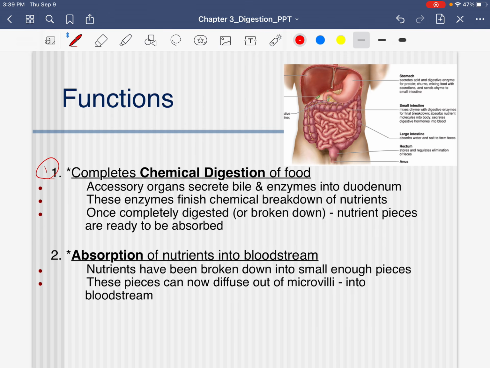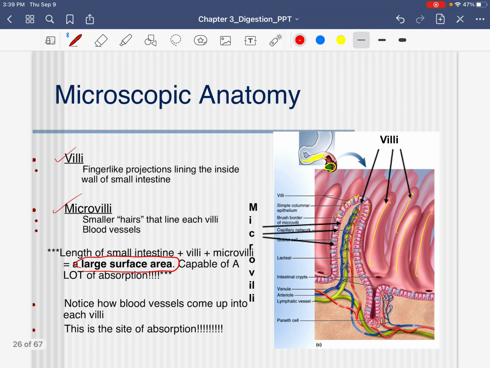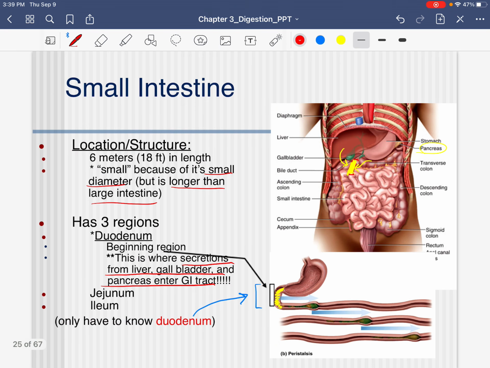Okay, so I'm giving you the functions of the small intestine in order. Number 1, complete chemical digestion of all nutrients. Now, we began some starch digestion in the mouth. We began some protein digestion in the stomach, but that's it. So it is here. And now that we're in the small intestine, we're below the duodenum, we're in the jejunum. Now we have the enzymes from the liver and from the pancreas.